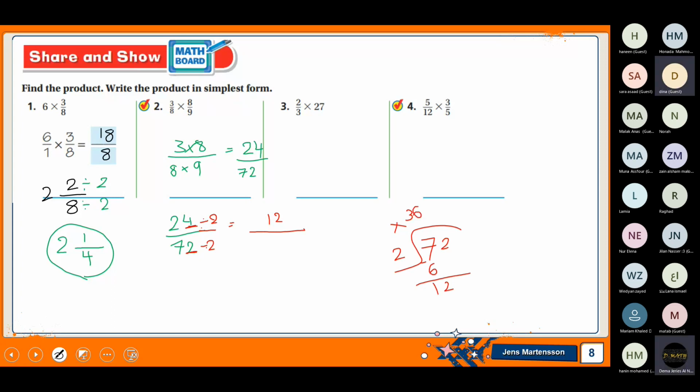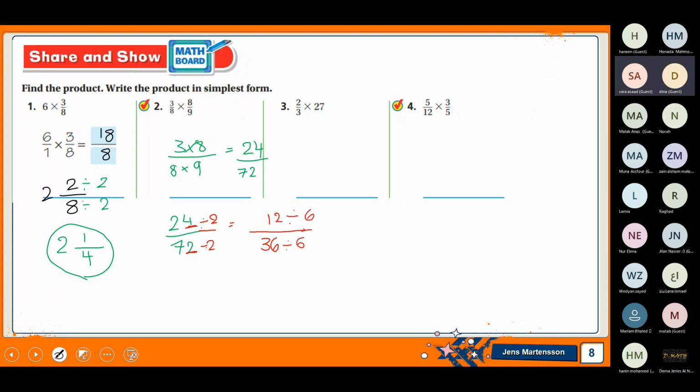Okay. Then now, after you finish, look at 12 and 36. Can we simplify them more? Yes, we can simplify them. Divide by what? Let's divide them by 6.